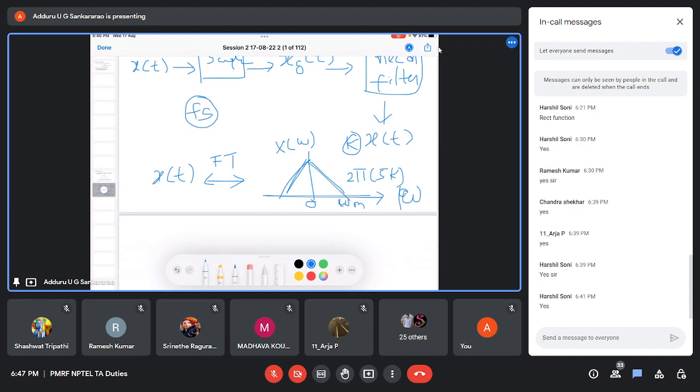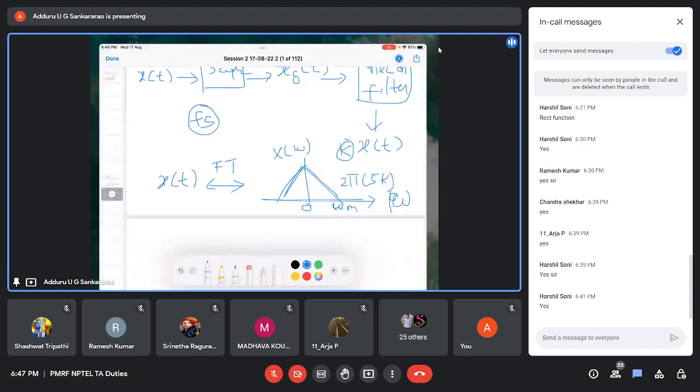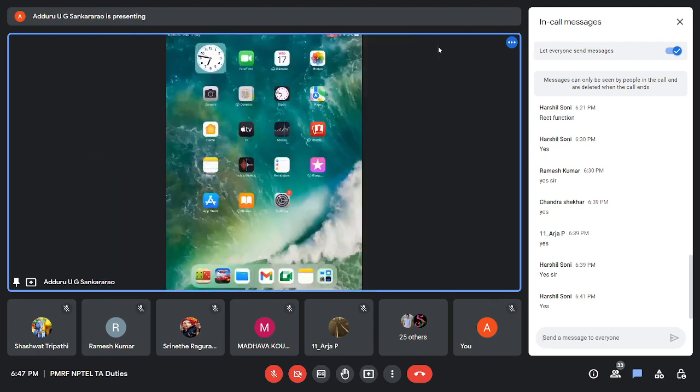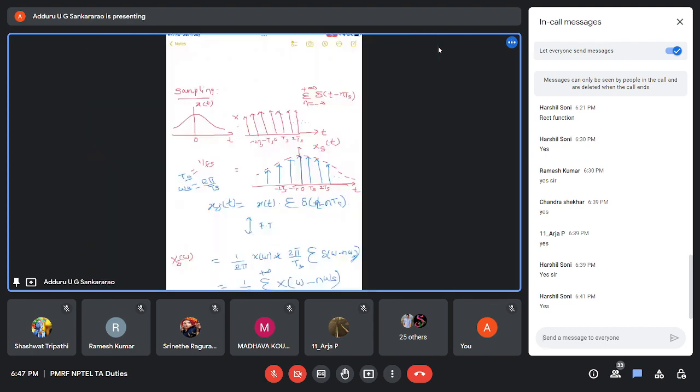Yeah. First, let me, can you see, change the screen? Yeah. We will first see the sampling concept, then we will solve this. Okay. Sampling, you know, right? How we'll get a sampled version of signal?